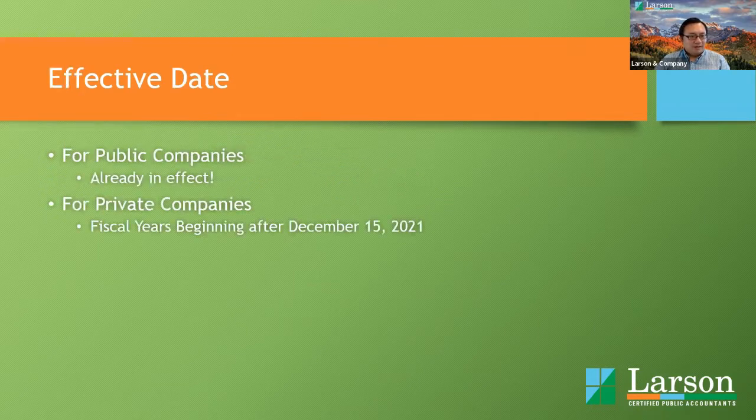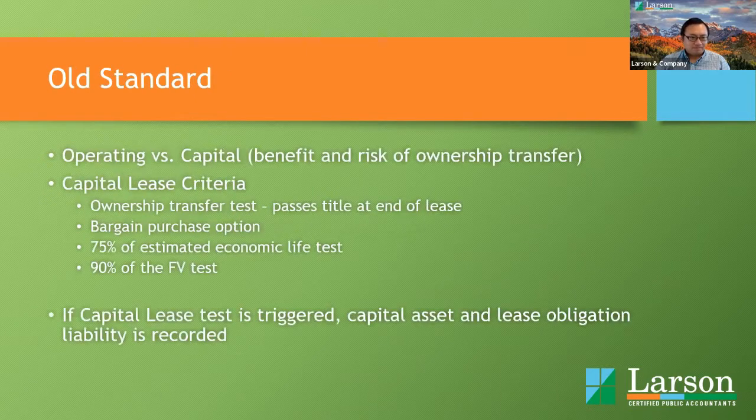So let's talk about the effective dates. This new guidance is already in effect for public companies, and we have some examples we'll share about the disclosures. But for private companies, it is effective beginning after December 15th, 2021. So your fiscal year is beginning after 2021. For most entities, that'll be January of 2022. It's coming up, and hopefully this gives you information to prepare for it.